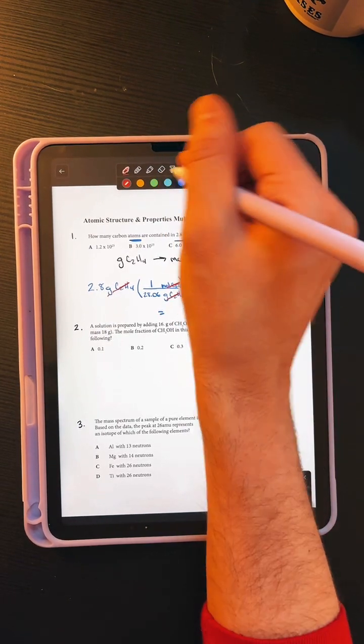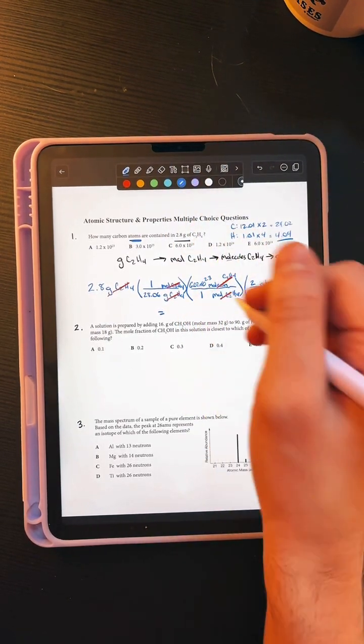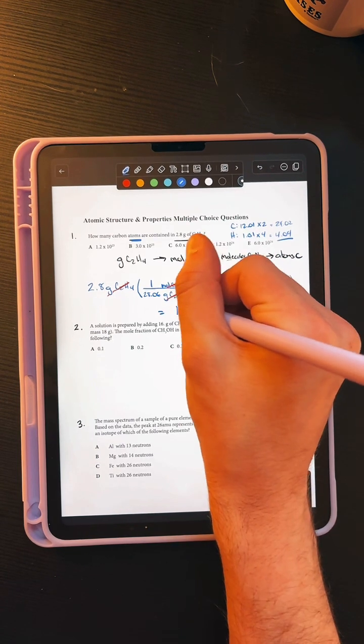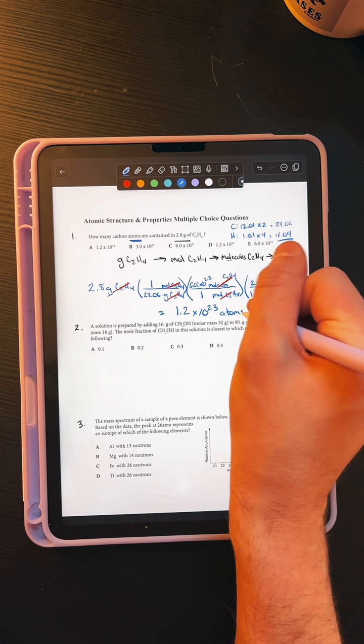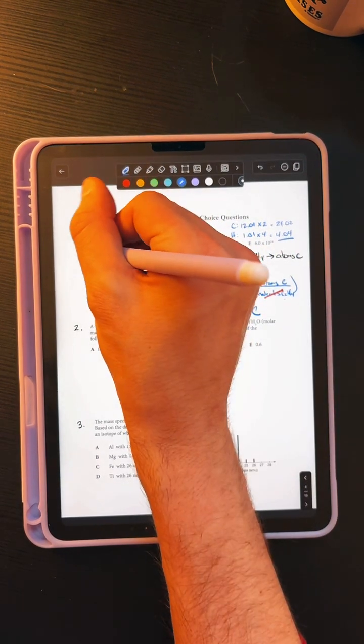And so we end up getting, if we do the math out, 1.2 times 10 to the 23rd atoms of carbon, which is choice A.